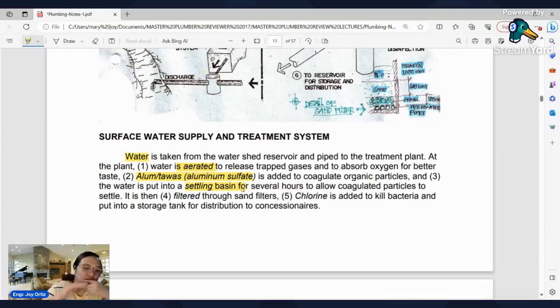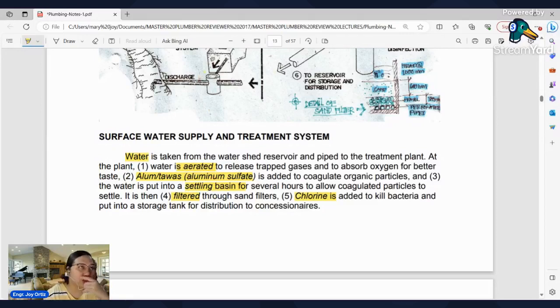So, yung mga coagulate lumalalim siya. And it's then filtered through filters. So, after that, i-filter pa siya. So, chlorine is added to kill the bacteria and put into a storage tank for distribution to concessionaires. So as we can see, if we will use the surface water, it is more treated than using the groundwater.